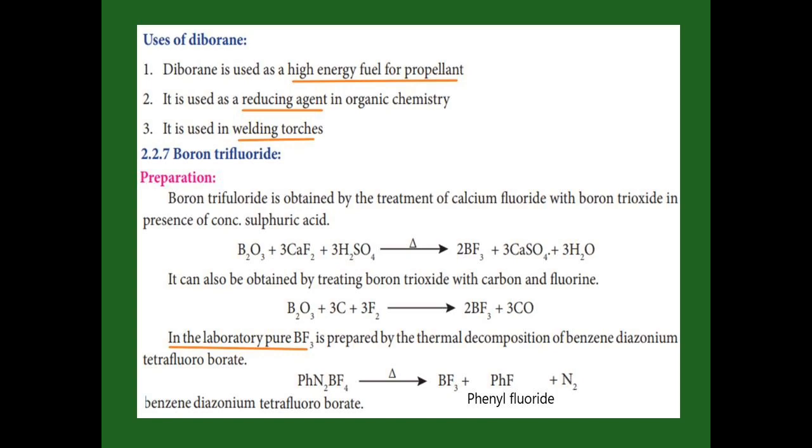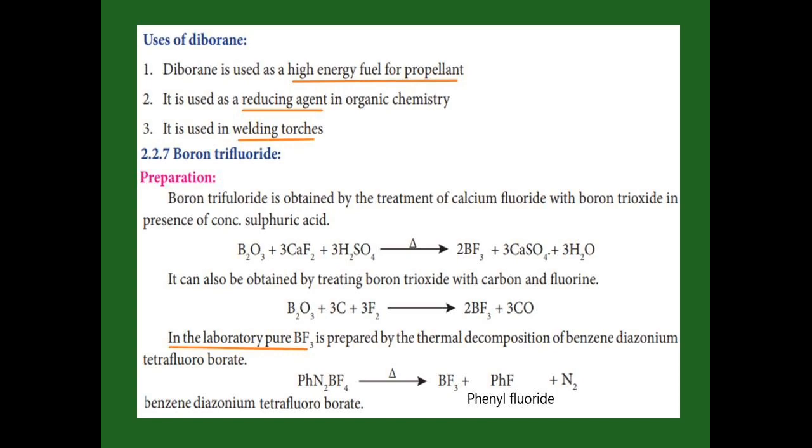Boron trifluoride is obtained when calcium fluoride is reacted with boron trioxide in the presence of sulfuric acid. On heating, it gives boron trifluoride, calcium sulfate, along with water. And boron trioxide, when it reacts with carbon and fluorine, also gives boron trifluoride along with carbon monoxide. We can prepare boron trifluoride in pure form in the laboratory with the help of benzene diazonium tetrafluoroborate.